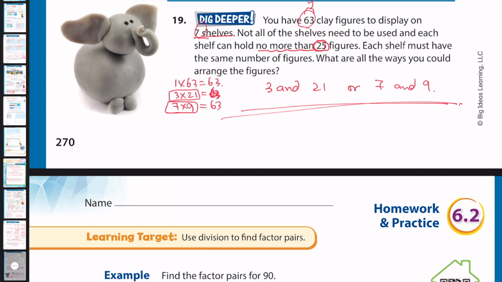This is simple information, but it takes a long time to find all the factor pairs. Today it took longer than usual, but we can always practice.